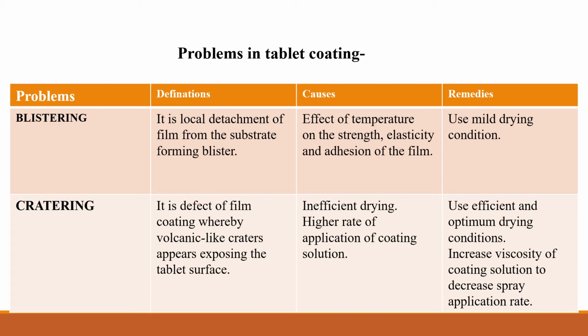Second is cratering. So what it does, it defects the film coating. So why is the film coating defected? Here some volcanic-like craters appear during exposure of the surface of tablets. So what is the main reason? Inefficient drying, then a higher rate of application of coating solution. So what remedies can be taken? We need to use efficient and optimum drying conditions and increase the viscosity of coating solution to decrease the spray application rate.